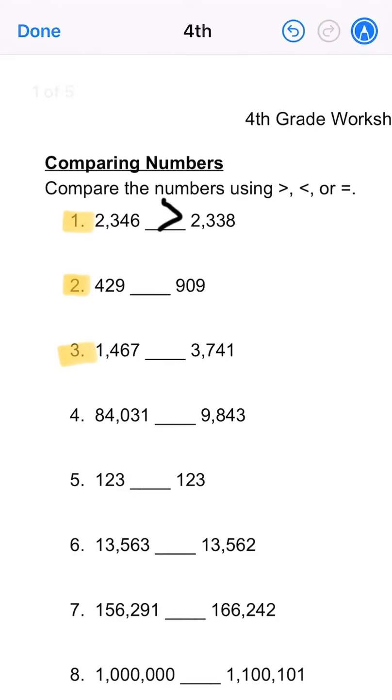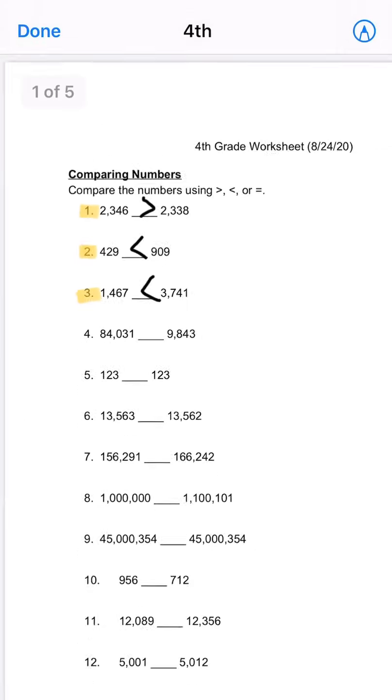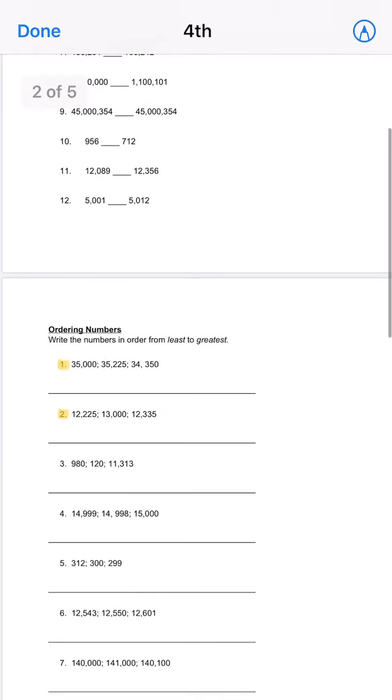Okay, next problem, 429 and 909. 909 is bigger, so we're going to use the less than sign. Next, 1,467 and 3,741. The second number is bigger, so we're going to use the less than sign. Okay, so let's move on to the second page.